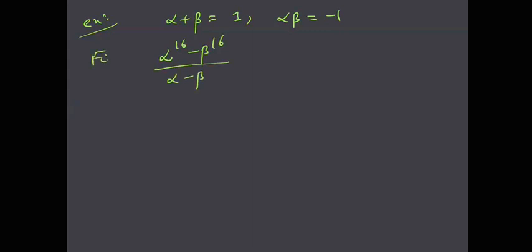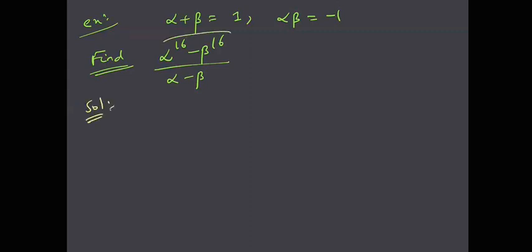Say you are given that alpha plus beta is equal to 1 and alpha beta is equal to minus 1. You want to find the value of alpha power 16 minus beta power 16 by alpha minus beta. Find alpha power 16 minus beta power 16 by alpha minus beta. You can try this by pausing the video and then come back to see the solution. So let us begin.